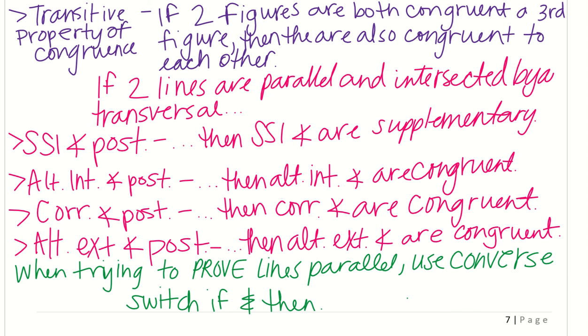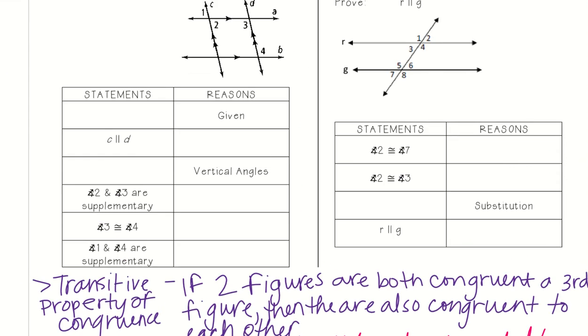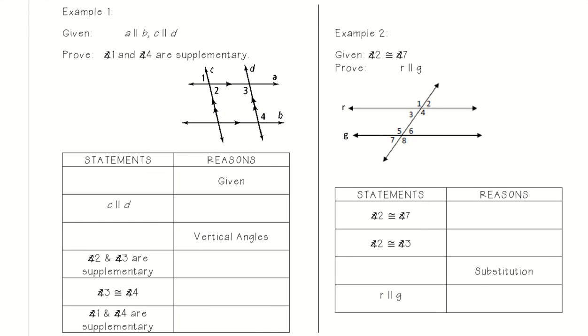So we're trying to prove lines parallel. We have to use the converse. We have to switch the if and then. So now let's look at the examples. In example 1, we are given that A is parallel to B and C is parallel to D. That means I don't have to worry about converse. I'm just going to use regular statements. So A is parallel to B is my first given statement. C is parallel to D is my second given statement.